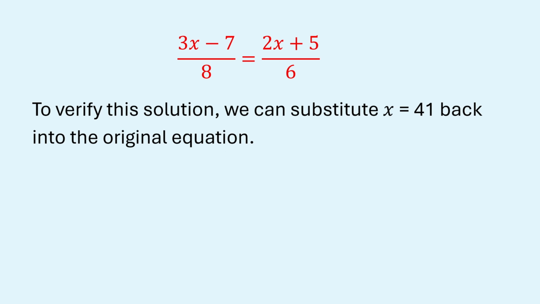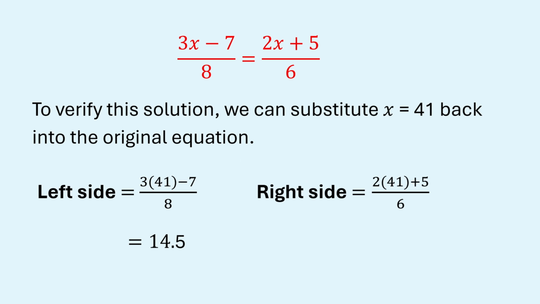Verify the solution. To verify, we substitute x equal to 41 back into the original equation. On the left side, (3 times 41 minus 7) divided by 8. When simplified, this gives 14.5. On the right side, (2 times 41 plus 5) divided by 6. When simplified, this also gives 14.5. Since both sides give the same value, our solution x equal to 41 is correct.